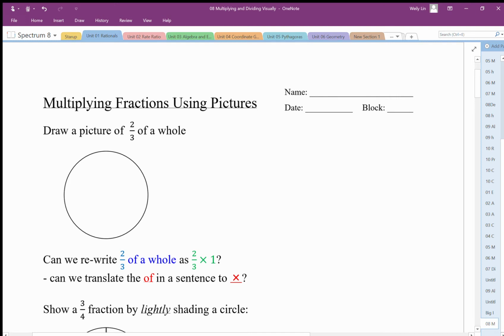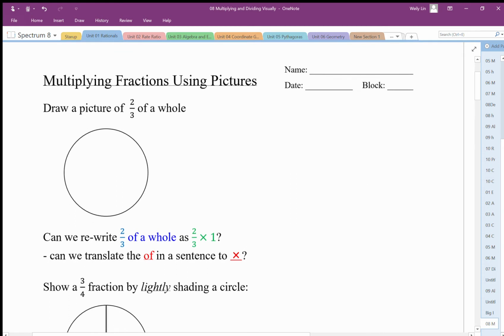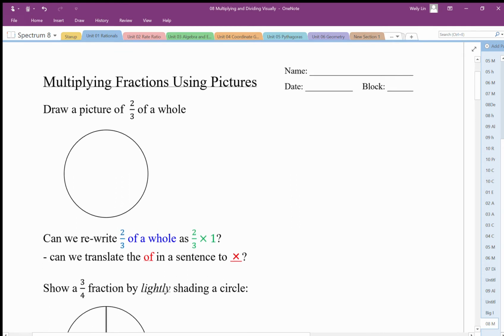So we're looking at multiplying and dividing fractions visually. We want to make sure that you can draw pictures to represent multiplication and division of fractions. One of the models we used for fraction multiplication was a fraction of a fraction. So we're going to just practice this here.